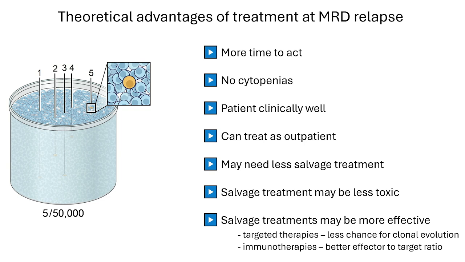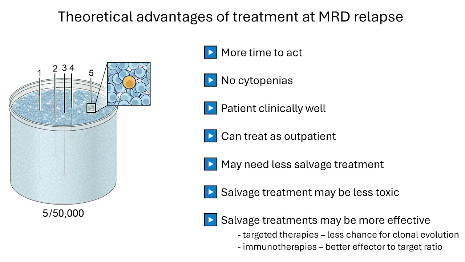Secondly, the patients present with normal full blood counts, which means they're much less likely to have active infections. They're much more likely to be clinically well. And that theoretically means that we could deliver salvage therapy as an outpatient. Because of the lower disease burden, perhaps they may need less salvage treatment.